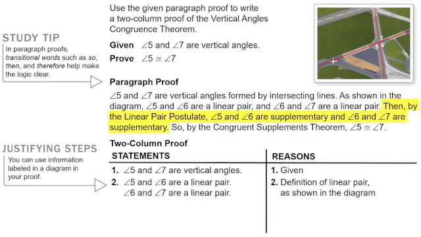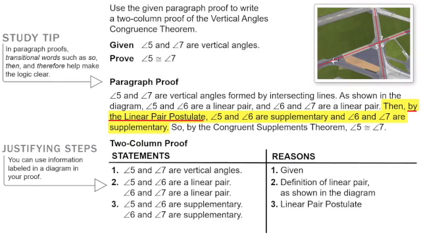and it's shown in our diagram. Next, we're going to say by the linear pair postulate, angle 5 and angle 6 are supplementary, and angle 6 and angle 7 are supplementary. That linear pair postulate just tells us that if something's a linear pair, then those two angles are going to add to 180 every time. So the fact that angles 5 and 6 and angles 6 and 7 are supplementary is because they're linear pairs.